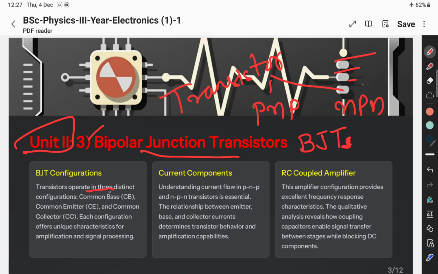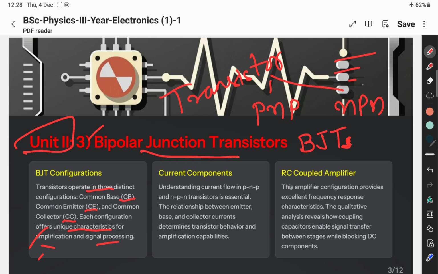A transistor operates in three different configurations: one is common base, another is common emitter, and the other is common collector. These three configurations we'll learn in detail. Each configuration offers unique characteristics for amplification and for signal processing. It can change the transistor behavior.